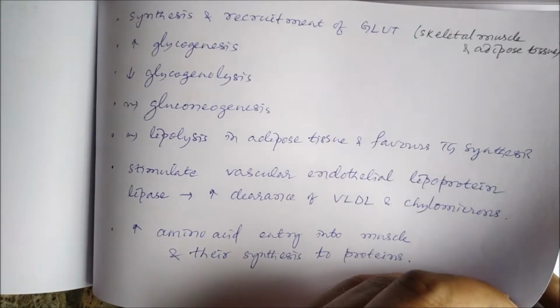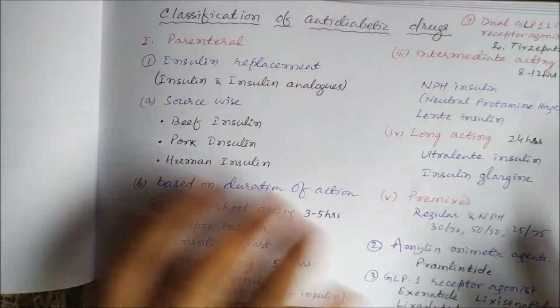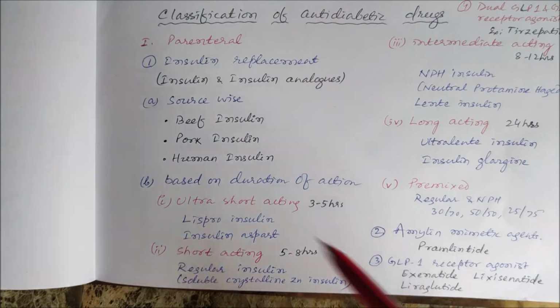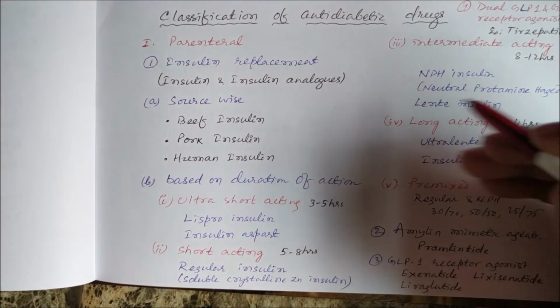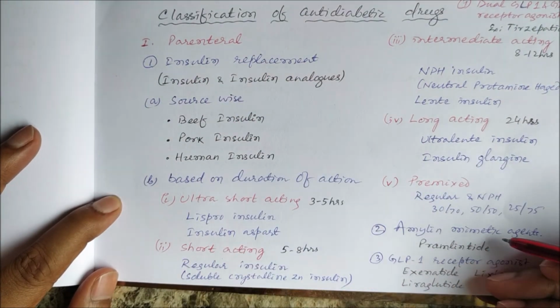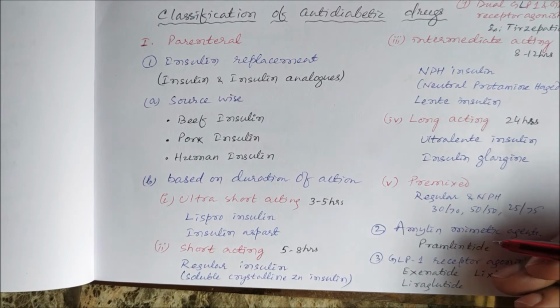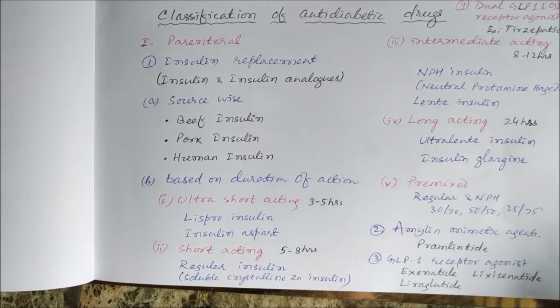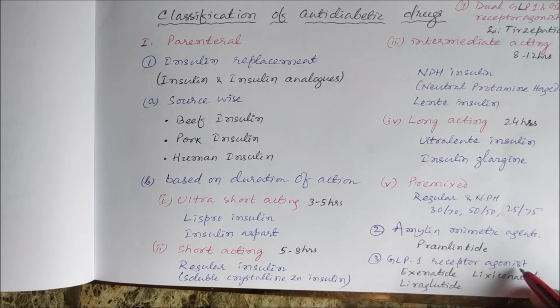So now let us discuss the classification of anti-diabetic drugs. The drugs can be classified into parenteral and oral. So parenteral, the three groups of drugs are there: insulin, amylin mimetics. Amylin is one hormone which is co-secreted with insulin. So amylin mimetics we can use, and GLP-1 receptor agonists we can use. Some GLP-1 receptor agonists which are oral are also available now, but initially they were parenteral.